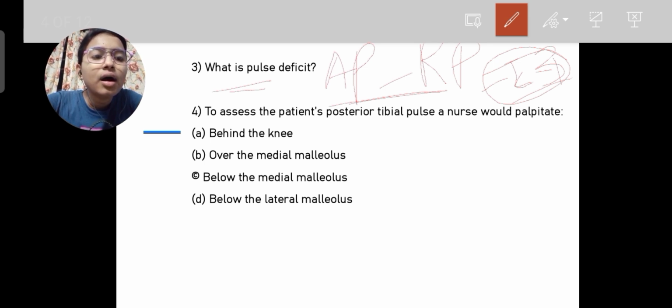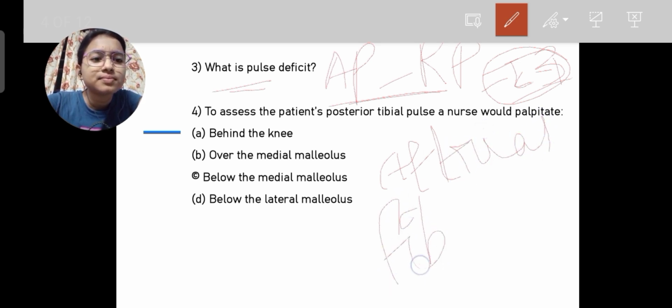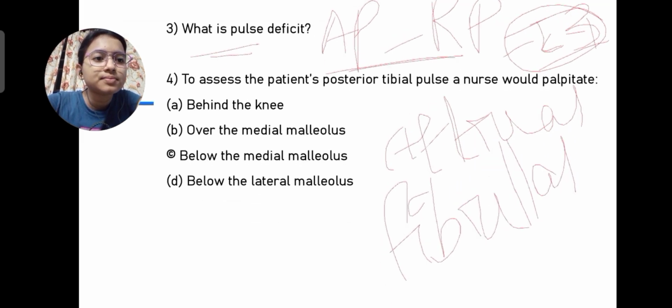And if there is any abnormality in the pulse deficit, that denotes atrial fibrillation, or any abnormal heart condition. Atrial fibrillation.